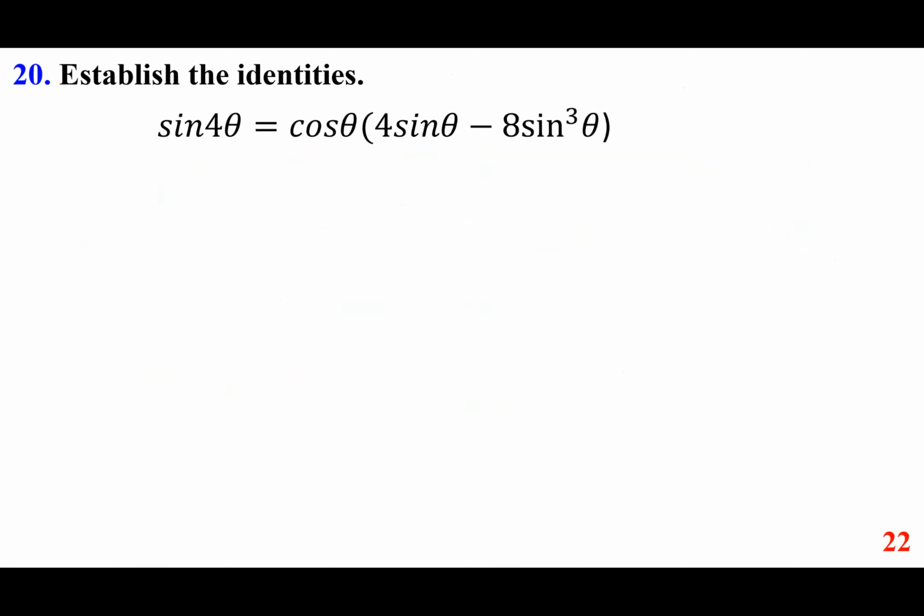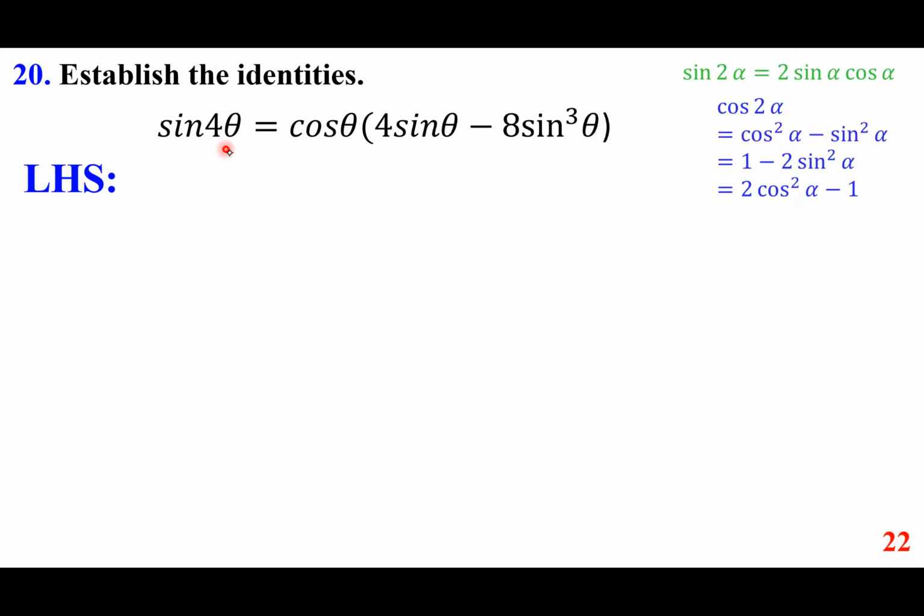We want to establish this identity. Although the right-hand side may seem to be more complicated, we have to start with the left-hand side. It's very difficult to go from right to left. So sine of 4 theta, we know 4 is 2 times 2 theta, and we are going to use that.